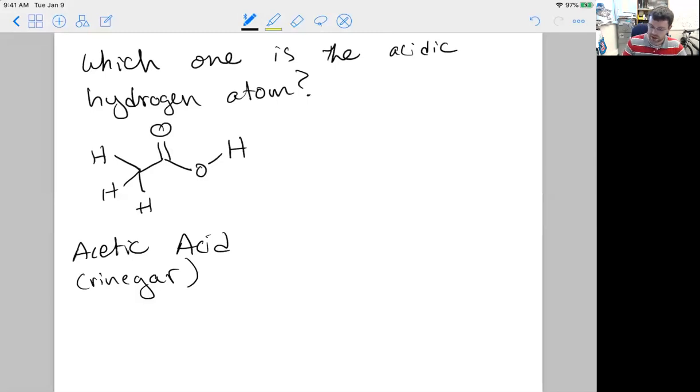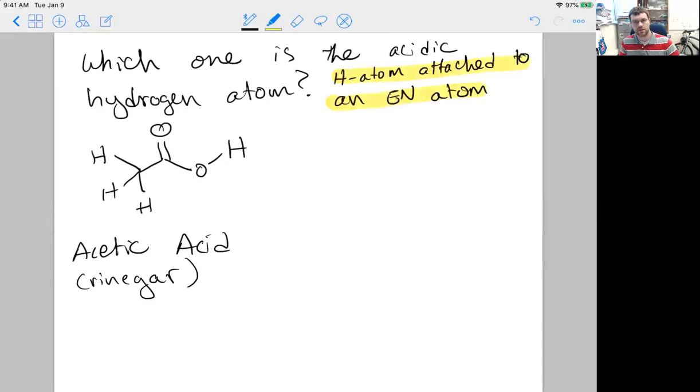Back to the question at hand. It's the H atom attached to an electronegative atom. That's really helpful for us because in the molecules that we study as organic chemists, for the most part, we see a lot of hydrogens, but they're bonded to carbon. So in cases where they're not bonded to carbon, that tells us right away that that's probably our acidic hydrogen.